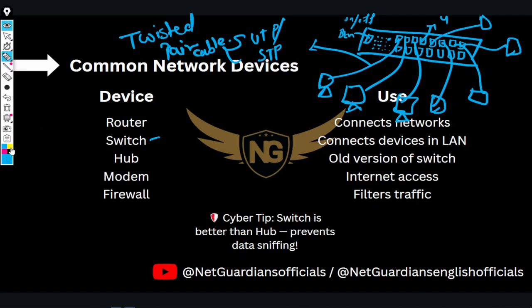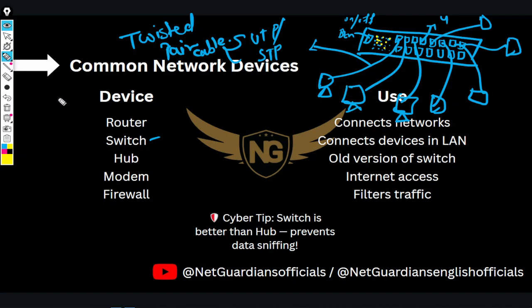Now all 8 lights here are going to blink. 8 lights like this, 1, 2, 3, 4, 5, 6, 7, 8. What are they indicating? All 8 devices are working properly. They are sharing their details with each other. They are able to share resources with each other.